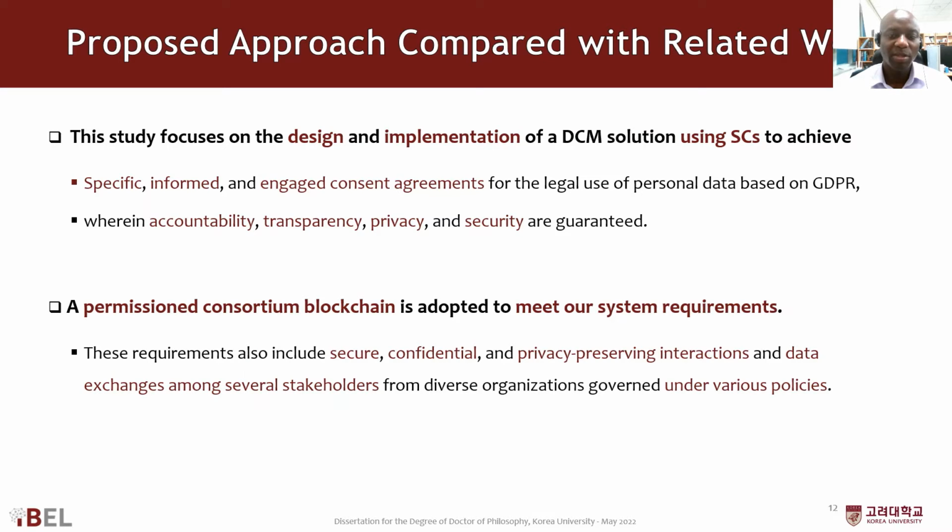We can argue that this work is different from the studies in the literature, as it focused on the design and implementation of a dynamic consent management solution using smart contracts to achieve specific, informed, and engaged consent agreement for legal use of personal data based on GDPR, wherein accountability, transparency, privacy, and security are granted. We adopted a permissioned consortium blockchain network to meet the requirements of our system: good security, confidential and privacy-preserving interaction and data exchange among several stakeholders from different organizations.